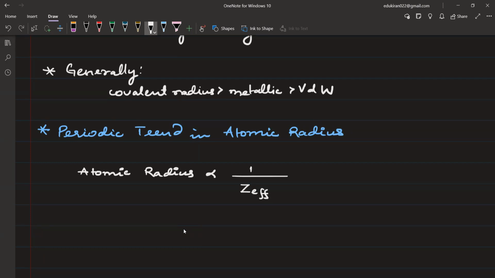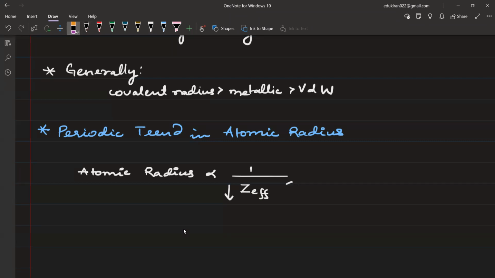Right, because if the Z effective is higher, that means the nucleus is attracting the electron. If the nucleus is attracting the electron, the atom will be shrinking, the electron will be nearer, right? The electron will be nearer, that means the size will be decreasing. So if the Z effective is high, atomic radius is low. If the Z effective is low, atomic radius will be high.